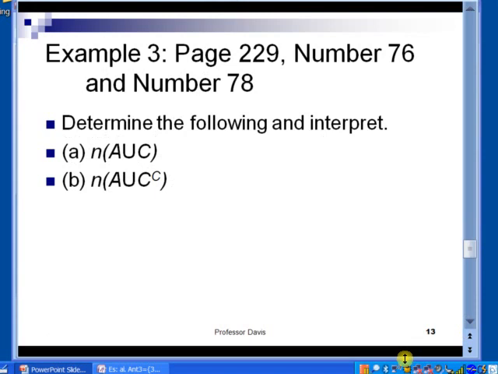So here's what we want to do. In slide 13 here, we want to determine the following and interpret. So first we want to find the cardinality of the union of A and C. And in part B, we want to find the cardinality of the union of A and C complement. All right, well, let's go ahead and give that a go here.